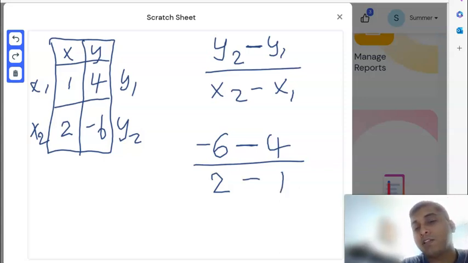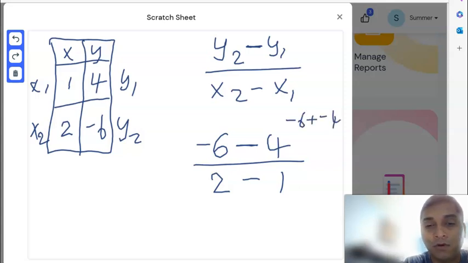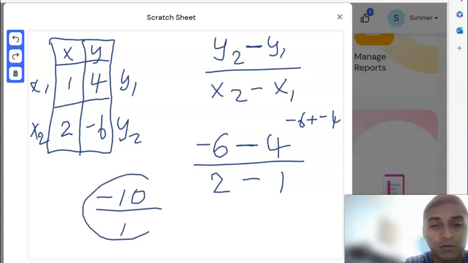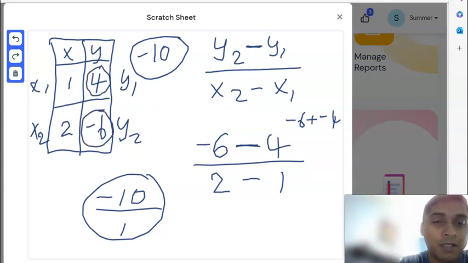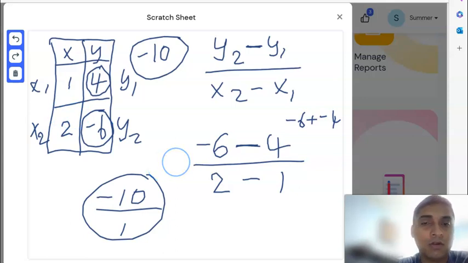Now -6 minus 4. Here also you have to evaluate: -6 plus -4 is -10, divided by 2 minus 1, which is 1. So the slope, or the rate of change, for this table happens to be -10. y2 minus y1, x2 minus x1. Here also you are using subtraction, where you subtract a positive number from a negative number. That can happen in x values also, but I just wanted to explain those two cases, solving equations and calculating the slope.